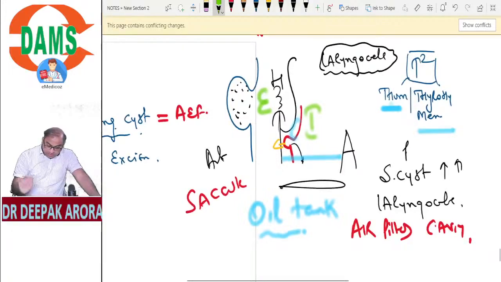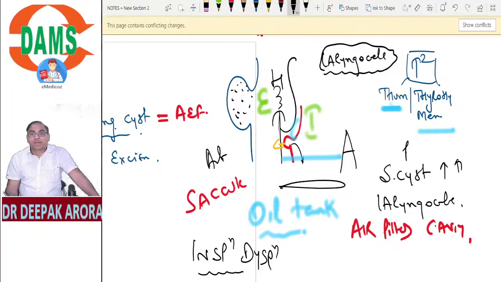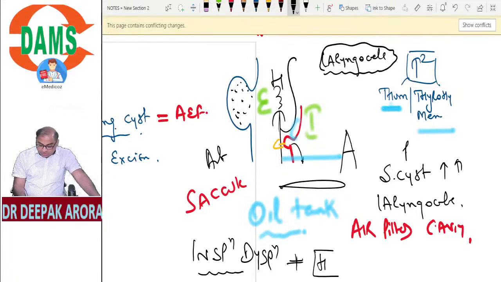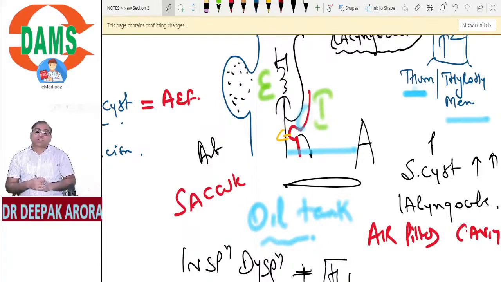What is the symptom? It is a supraglottic swelling, so you will label it as inspiratory dyspnea. But it is supraglottic swelling with inspiratory dyspnea, and this is the only segment where I'm having a change in voice. Can any student write in the chat box why this patient will have a change in voice?